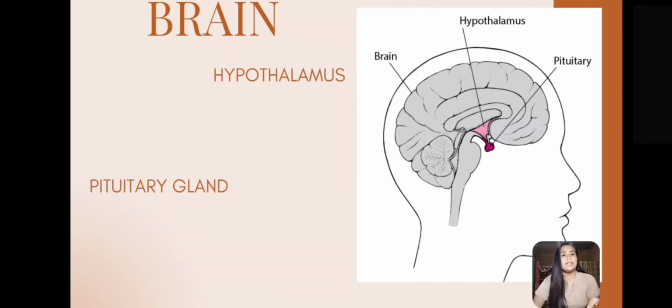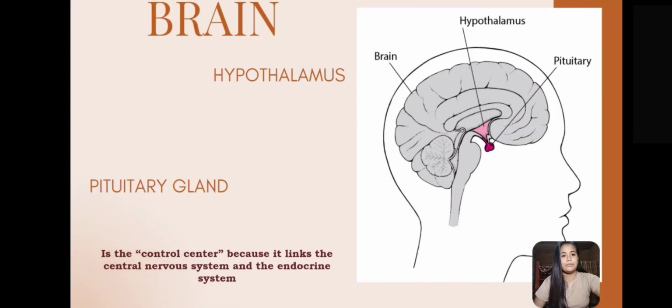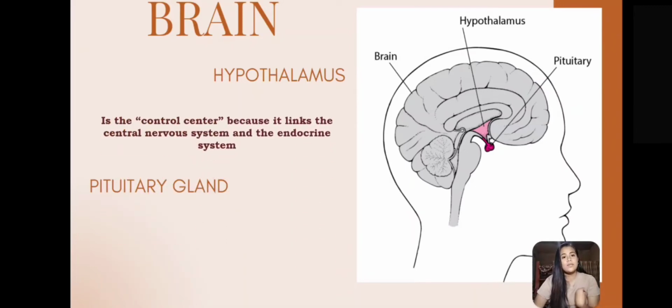So what is this hypothalamus? Hypothalamus is considered to be the control system. Why is it a control system? Because it links the central nervous system and our endocrine system.